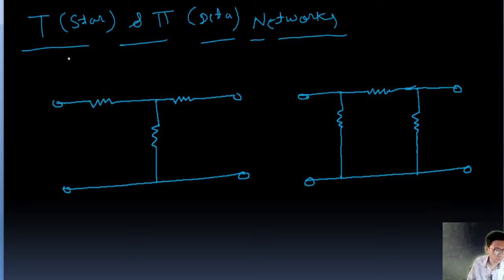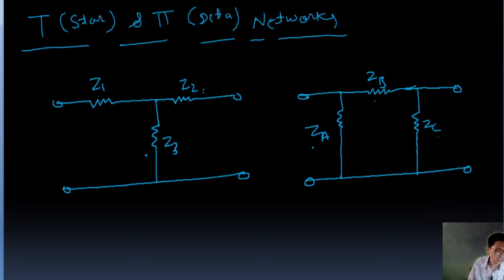Guys, you need to understand this order. This will be Z1 and this will be Z2, and this will be Z3. This order is very important. This is ZA, this is ZB, and this is ZC. So for the T network, it is Z1, Z2, and Z3. For the pi network, it is ZA, ZB, and ZC. So now we can easily convert a T network into a pi network, and a pi network into a T network.